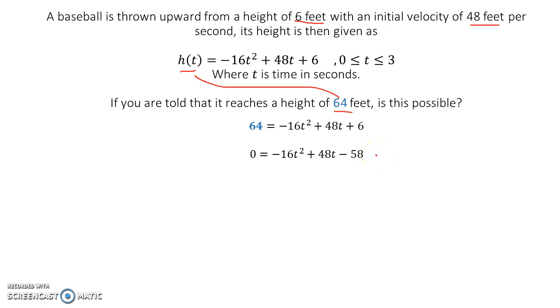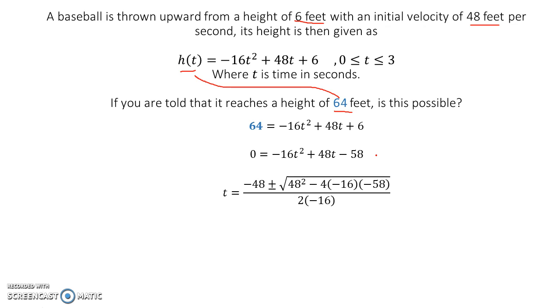Now, we have lots of ways of solving quadratics. We've got factoring, we've got the square root method, we've got completing the square. With the position function, I always go straight to the quadratic formula. It's just much easier. You almost always get decimals, and trying to factor with decimals can be very difficult. So I'll be using the quadratic formula.